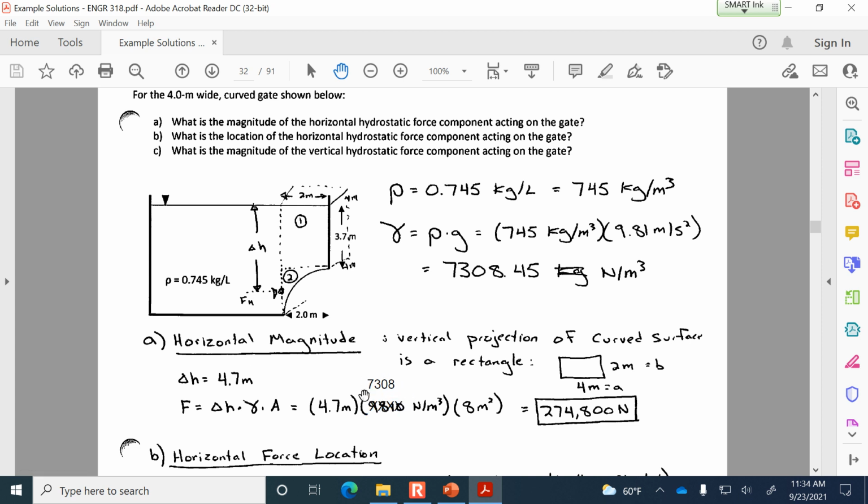Multiply that by the unit weight, and then the area of the gate projection is 8 square meters. It's not the actual physical area of the gate, but the area of its projection. So the horizontal force should be 274.8 kilonewtons. All right, did anybody else get that same value for the horizontal force magnitude?